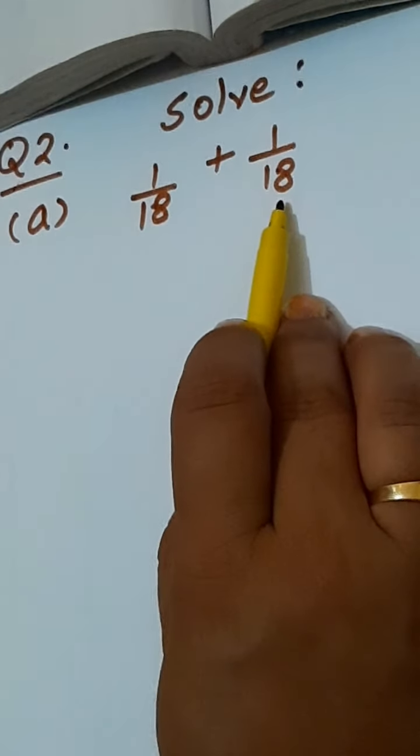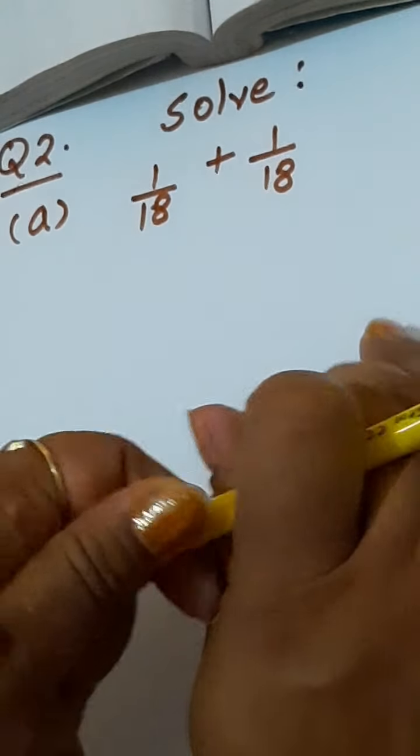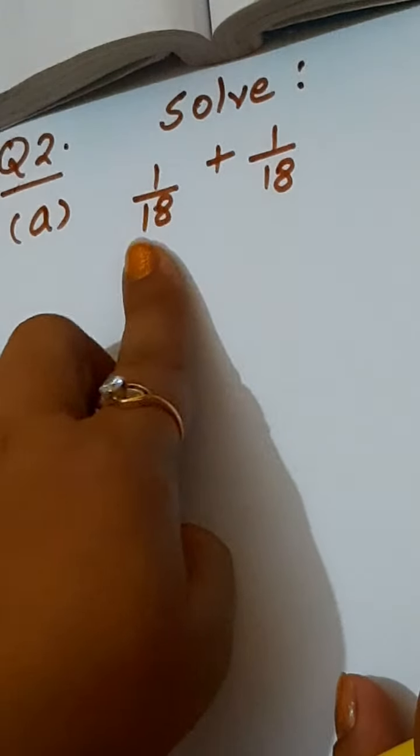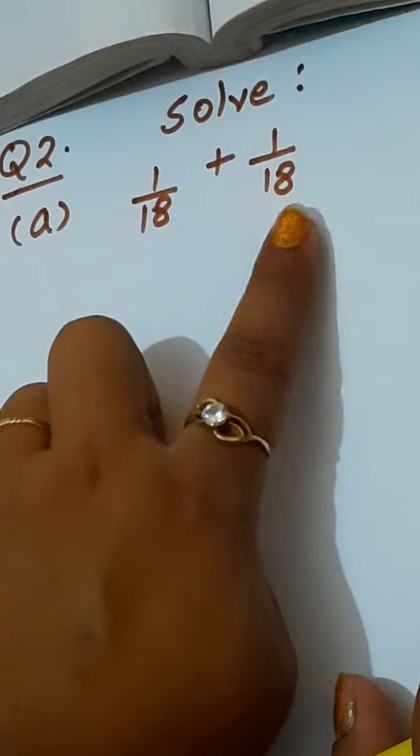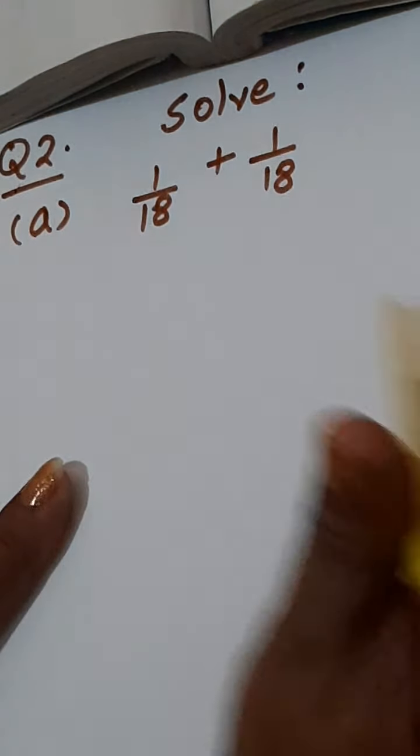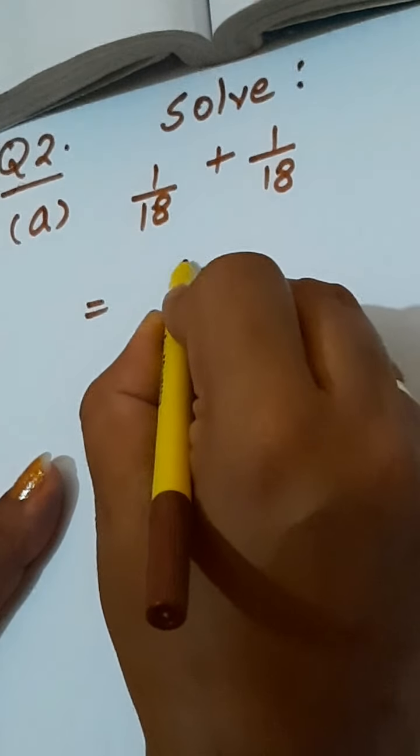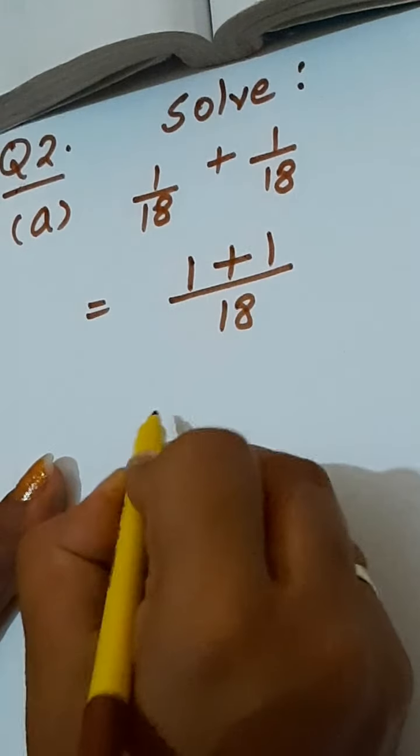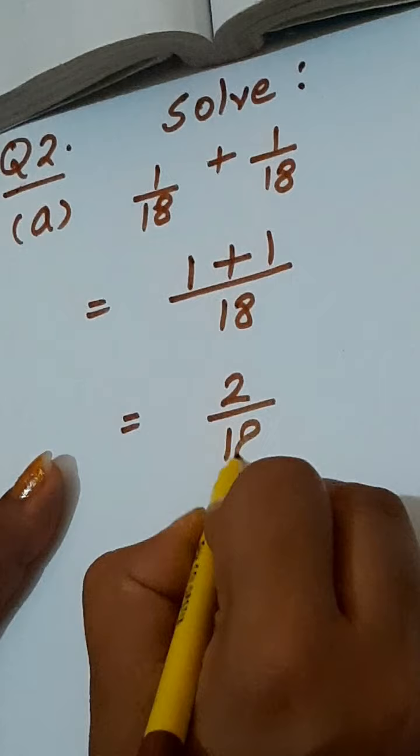In this, 2 fractions are given to you and you have to add both the fractions, and we know that whenever we have to add or subtract fractions, the denominators should be equal, and in this case both have the denominator 18. If we have the same denominator, then you have to add the numerators, that is 1 plus 1 upon 18. Now next step, 1 plus 1, that is 2 upon 18.